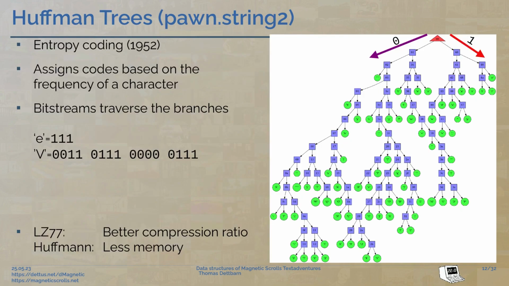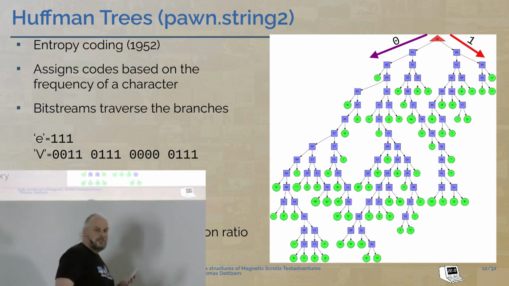And the technique they always used for that were Huffman trees. Huffman trees were actually something from the 50s, and they are a form of entropy coding. What you can see here on the right-hand side is actually the original tree from The Pawn.